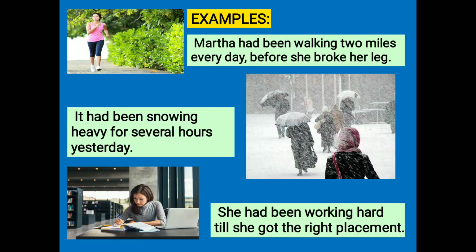This girl, she had been doing something till something else happened. So till she got the target, that means till she got the right placement. Before that, she had been working really hard. Okay, she had been continuing to do work till she got the right placement. Yes, so these are situations in which you can use past perfect continuous tense, right?